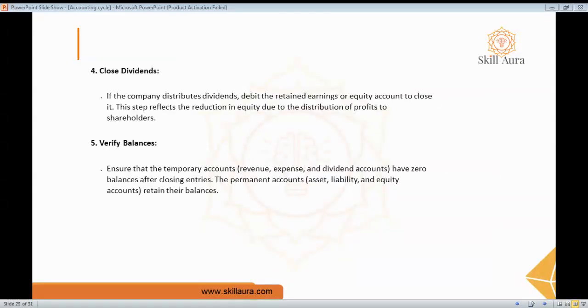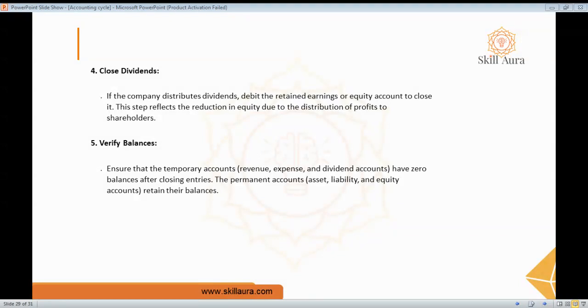The next one is close dividends. If the company distributes dividends, debit the retained earnings or equity account to close it. This reflects the deduction in equity due to the distribution of profit to the shareholders. So this is how the dividend works.